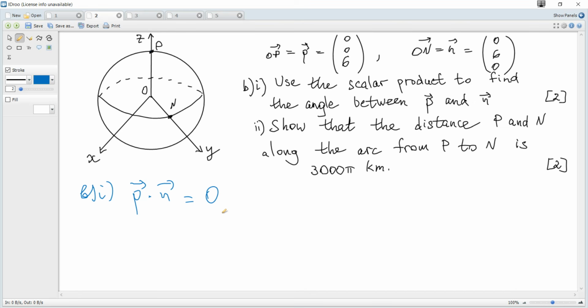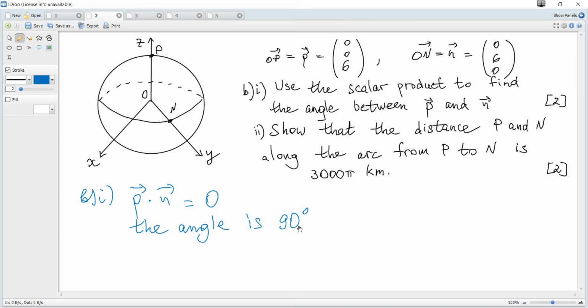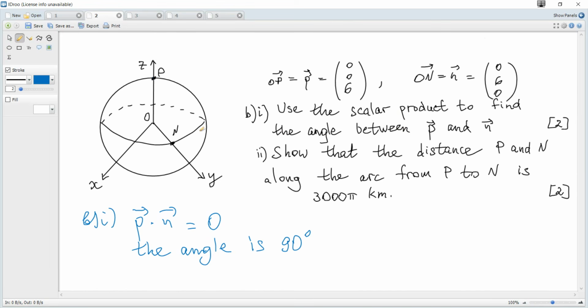We can conclude directly from this that two vectors are perpendicular, hence the angle is 90 degrees. And it's clear without the scalar product: when one point is on the y-axis and another on the z-axis, it's clear that this angle is 90 degrees because the axes are perpendicular.